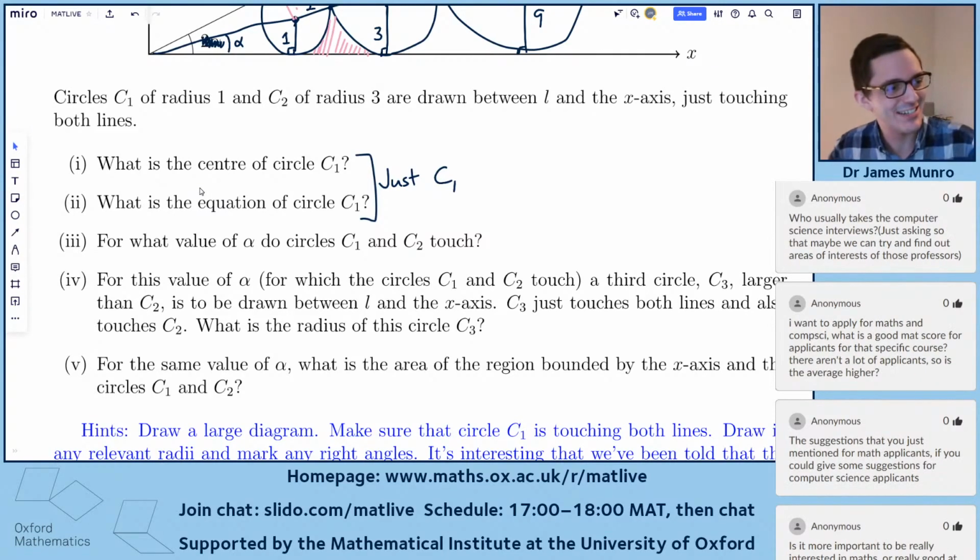Somebody asked who usually does the computer science interviews, so they can try and find out areas of interest. You really do not need to find out the areas of interest of professors. It's actually unlikely that they want to ask questions about their area of interest. They're probably going to come up with clever things to ask you that are related to maths at A-level, which might be nothing to do with their interests. I think I have to say this because my interest is fluid dynamics, and I do not ask interview questions about fluid dynamics. I'm capable of coming up with other interview questions that aren't about my research.